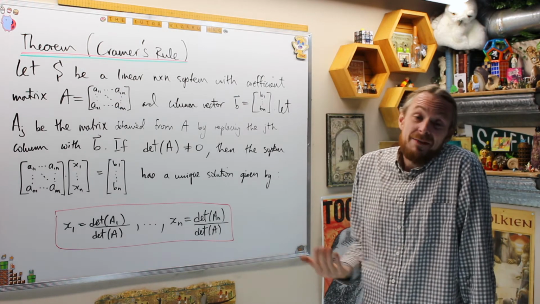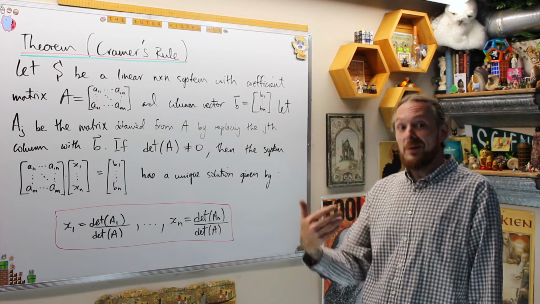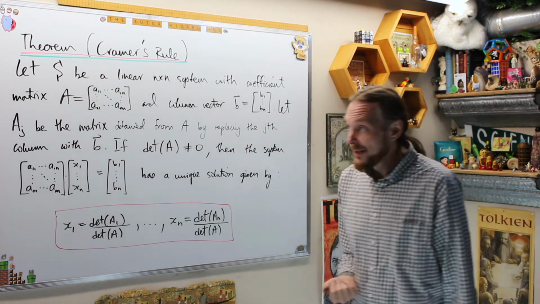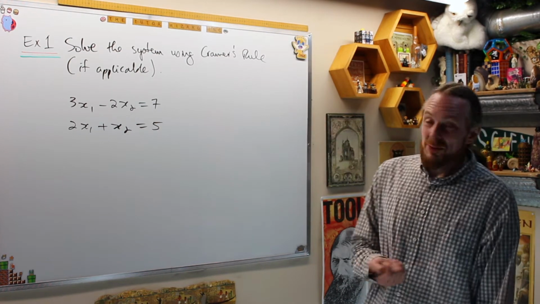For 3x3, we already have to compute 4 3x3 determinants, which is going to be less fun. For 4x4, you get the idea. You better be good at computing determinants. Let's try this. All right, for example 1, we're going to solve a system using Cramer's rule, if applicable.